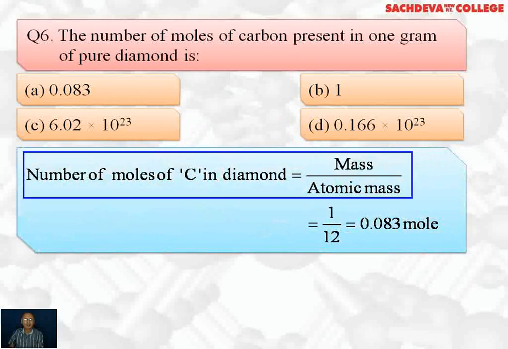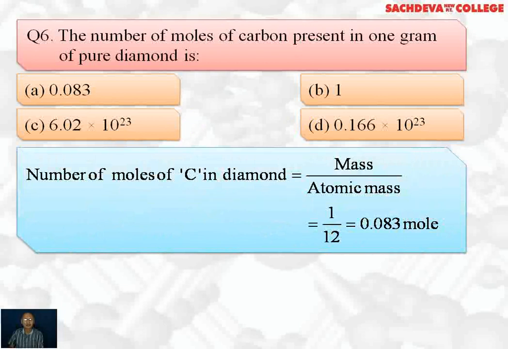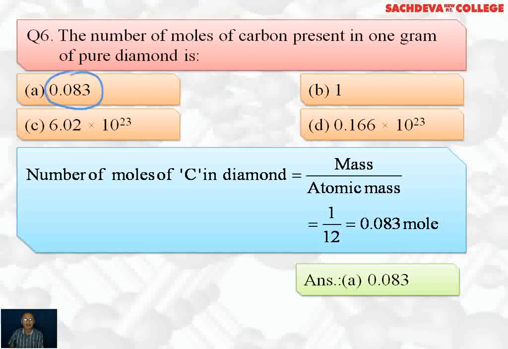Number of moles of carbon in diamond. Diamond is a pure form of carbon. So mass divided by atomic mass. Atomic mass of carbon is 12. So 1 by 12 will give you 0.083 moles. So the answer is A part, 0.083 moles.